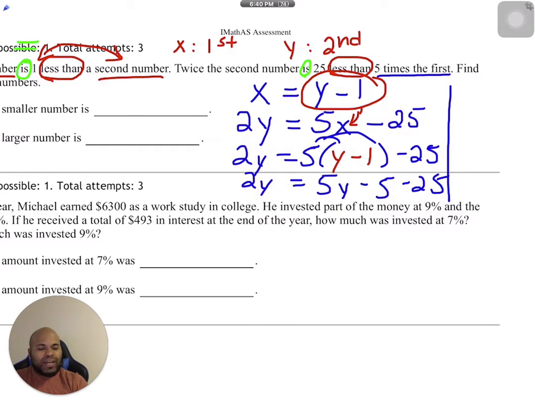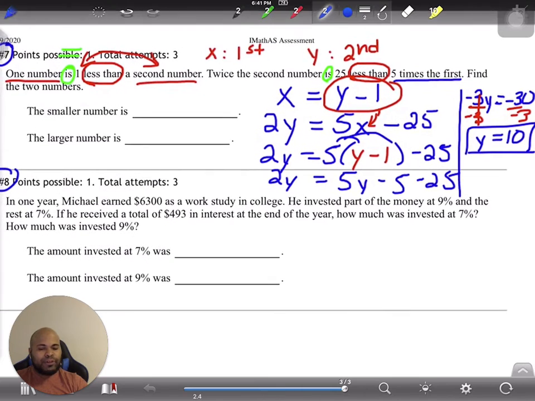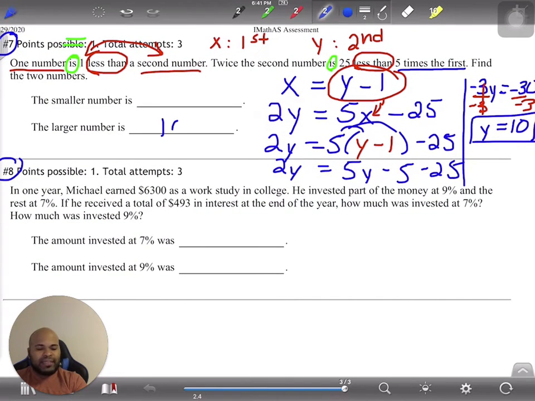So if I subtract 5y from both sides, I'm going to get negative 3y on the left. And if I combine the negative 5 and the negative 25 on the right, I'm going to get negative 30. Okay. And then the last step here will be to divide by negative 3 on both sides. And I will get y equals positive 10. So that's the answer for y, the second number. So the larger number is 10, okay? That's the second number. And I said that was the larger number.